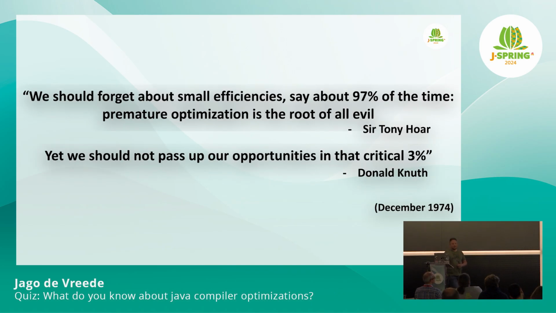Before we give out the prize, I will give you this quote. It's from Sir Tony Hoare, from December 47, so it's quite an old quote. We should forget about small efficiencies, let's say 97% of the time. Premature optimization is the root of all evil. Then Donald Knuth made it a popular quote by adding, yet we should not pass up the opportunities in that critical 3%.